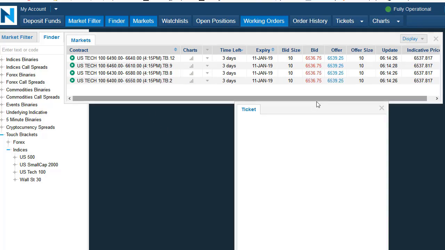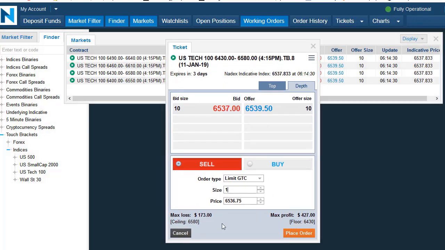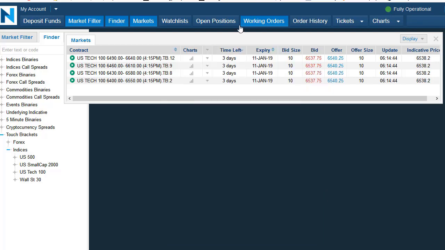You could also do the 65.80. That's going to have more risk, but you're still getting a 1 to 2 risk to reward ratio. Now here's your difference. This one has a ceiling price at 65.80. The other one is 65.50.